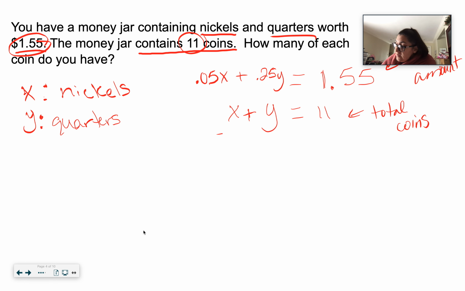Okay, so I'm just going to solve for y and get rid of my x. So that'd be y equals negative x plus 11, or you can do 11 plus negative x. I'm sorry, 11 minus x.